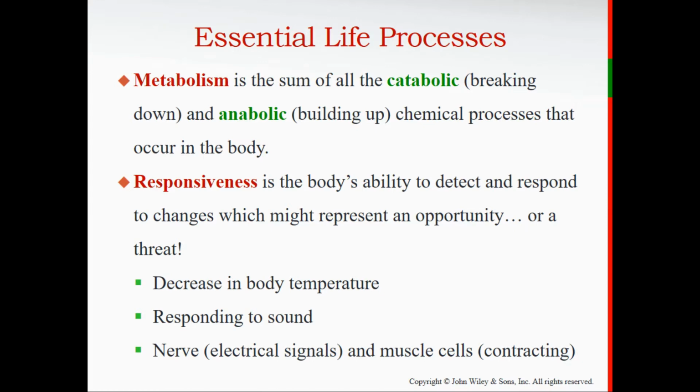First, we have metabolism. Metabolism is the sum of all the catabolic, which is breaking down substances, and anabolic, which is the opposite, building up chemical processes that occur in the body. So you hear people all the time talk about their metabolism. When you're younger, your metabolism is higher, which in essence means that you're less efficient at using energy.